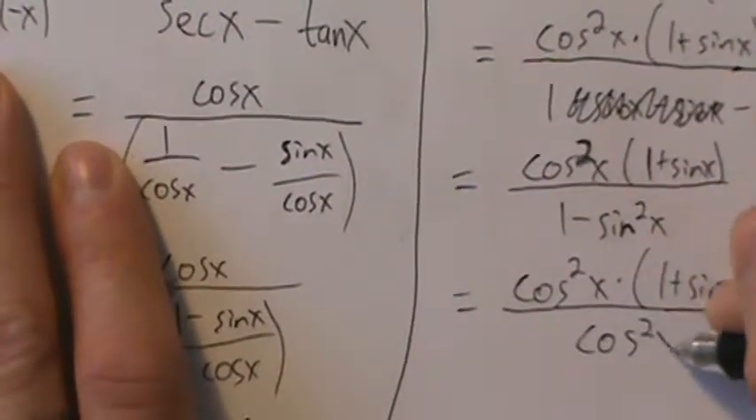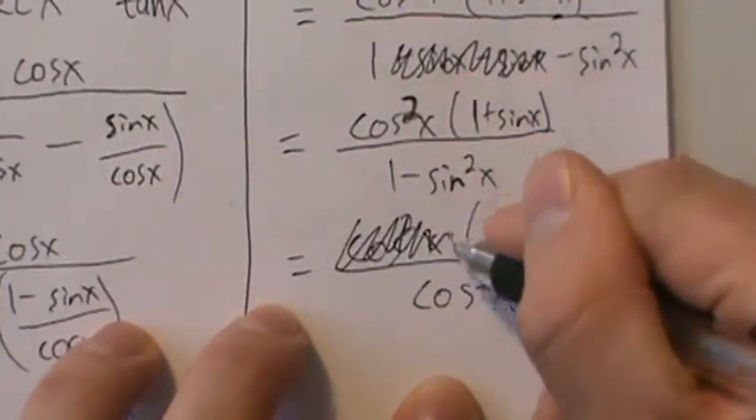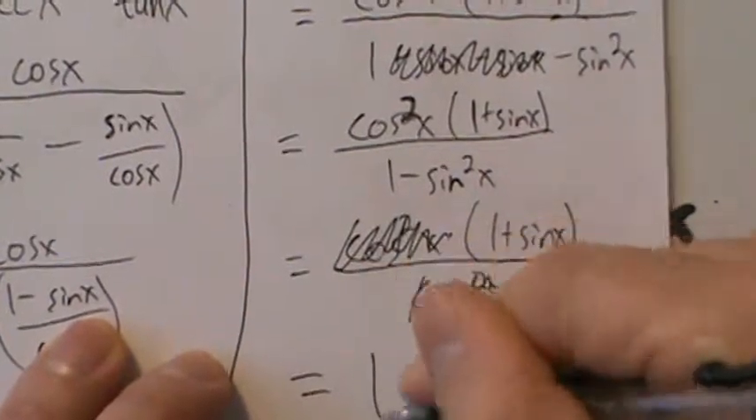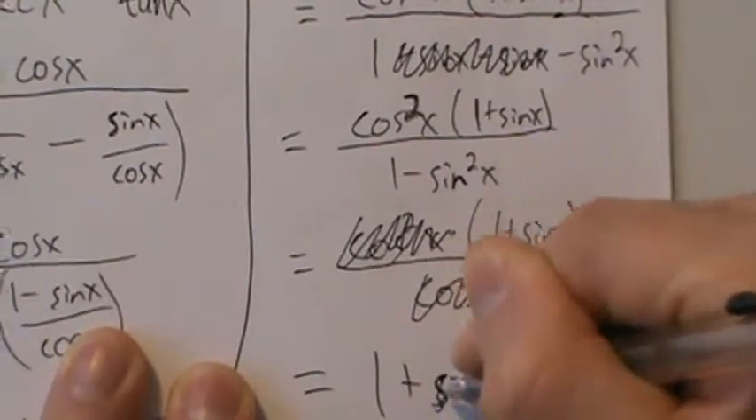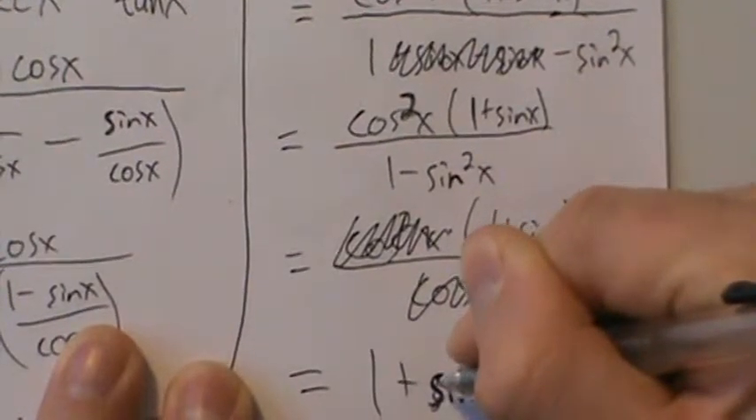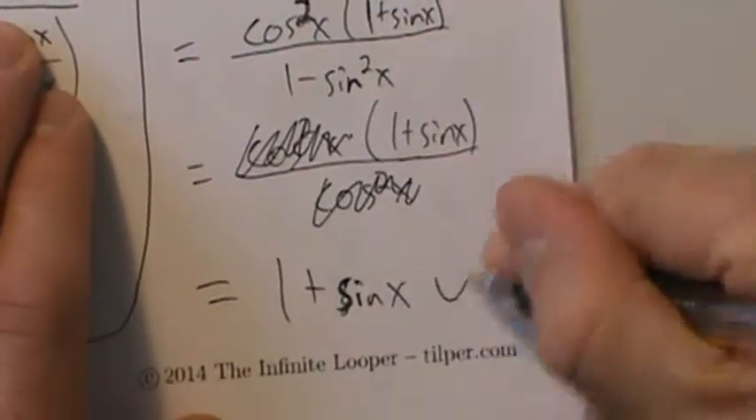So cosine squared of x on top and on bottom, so they cancel. That is great, that's wonderful, because now we're just left with 1 plus sine of x. Okay, 1 plus sine of x, and that's exactly what we wanted, 1 plus sine of x. So check mark, we're done, we're good to go.